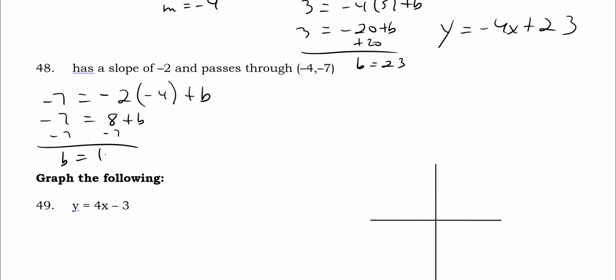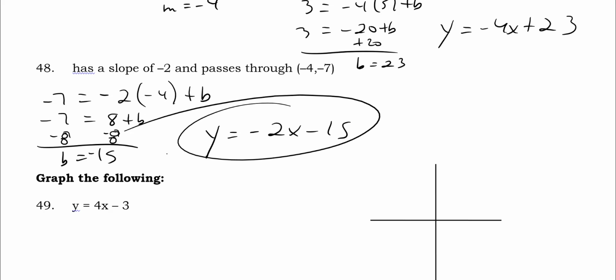Am I good with that? Oh, what am I doing? I'm subtracting 8 from both sides. Trying to solve for b, sorry. Okay, so b is -15. There we go. So b is -15, so my equation is y is equal to -2x minus 15.